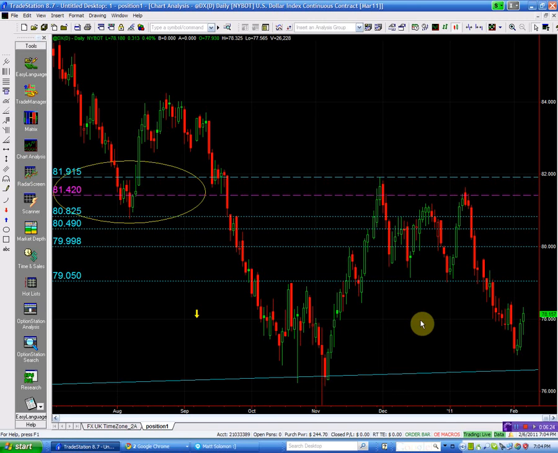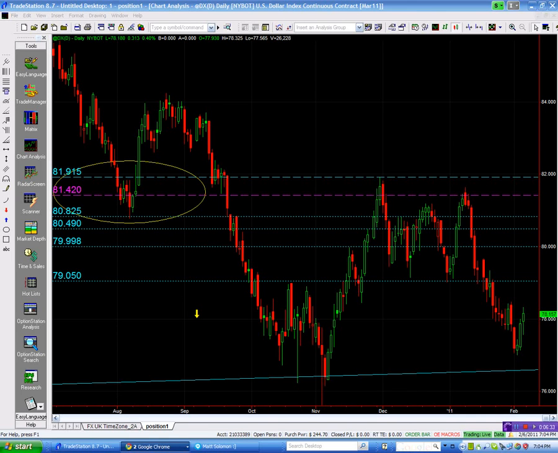Okay, guys. So that, as I said, is a strong buy signal, and we should be looking for the dollar to go up and test around the 79.